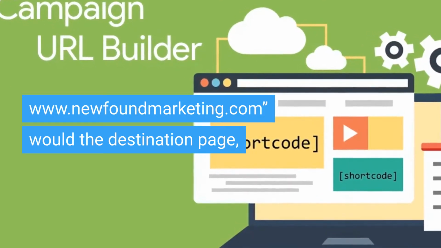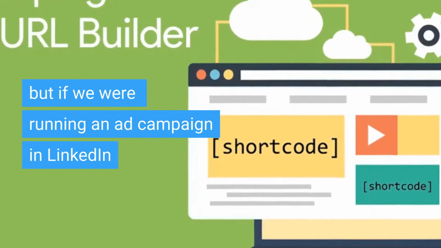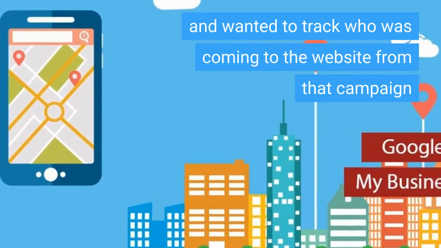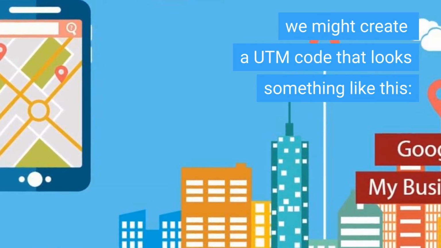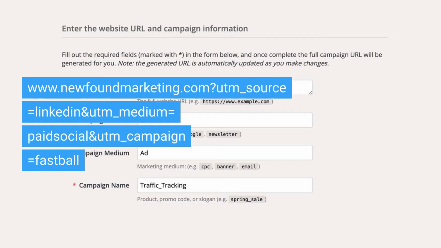www.newfoundmarketing.com would be the destination page. But if we were running an ad campaign in LinkedIn and wanted to track who was coming to the website from that campaign, we might create a UTM code that looks something like this: www.newfoundmarketing.com UTM source equals LinkedIn and UTM medium equals paid social and UTM campaign equals fastball.